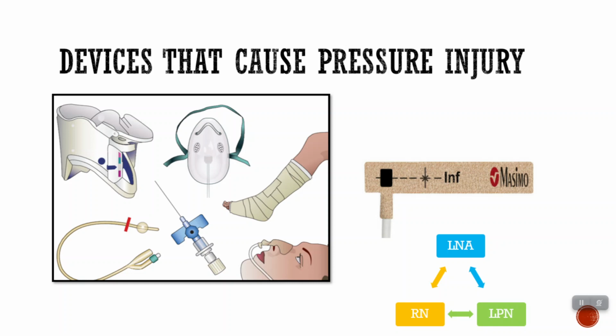So IVs will cause pressure injury. Oxygen, not only a mask, but oxygen tubing, the back of the ears, our nasogastric tube. Think about if you've got pressure along that nares, that's going to split open that nose. And we want to watch for early detection. Is there redness? Have we moved that line?